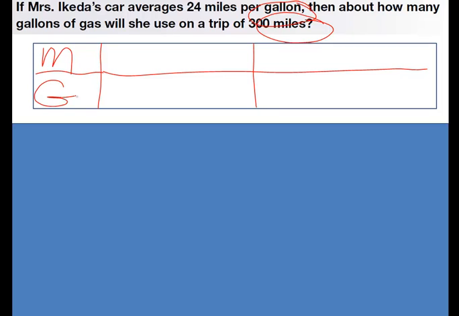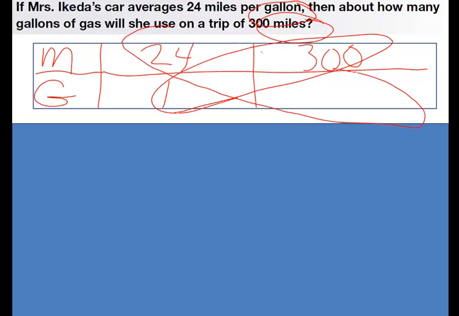And then what does our problem tell us? It tells us that she drives 24 miles per gallon, and that she's going to drive 300 miles. So how do you solve that? What do you do? Well, you go ahead and cross multiply. Let's go ahead and put x in for this. So you're going to have 24x equals 300.